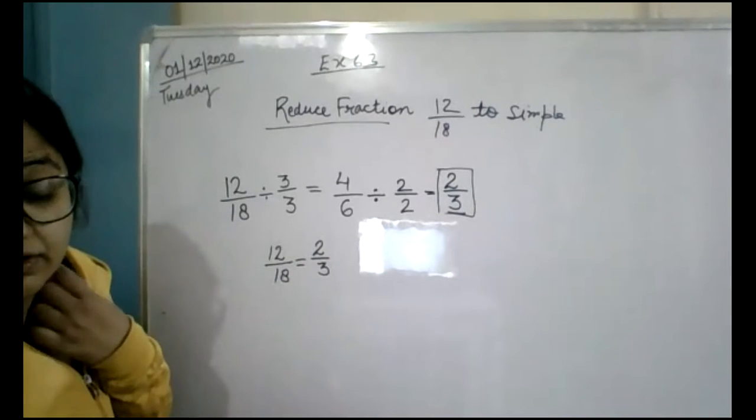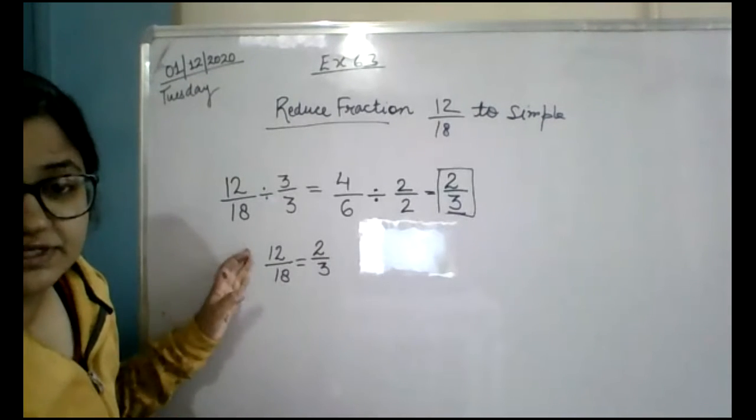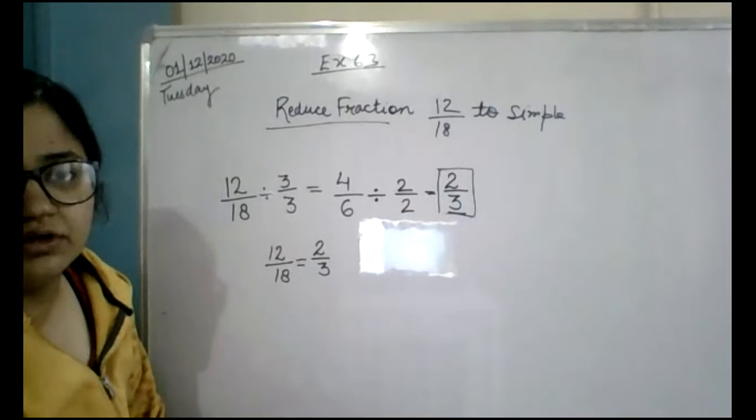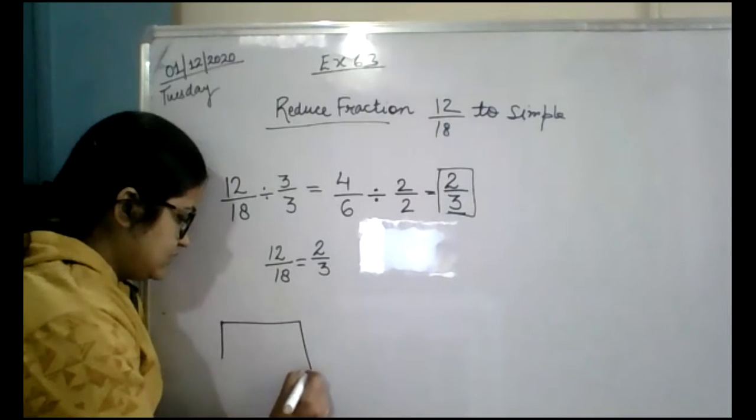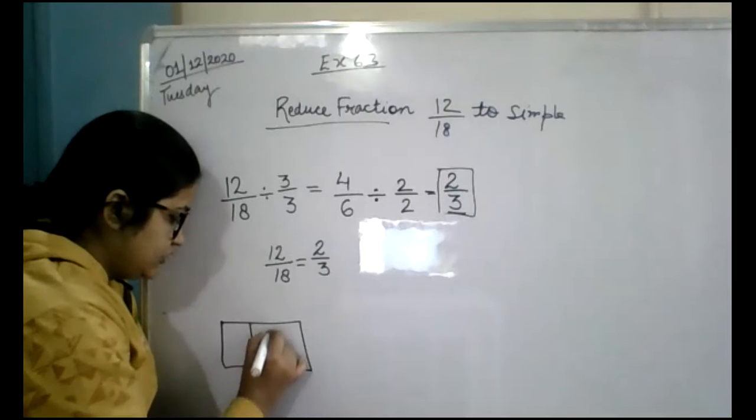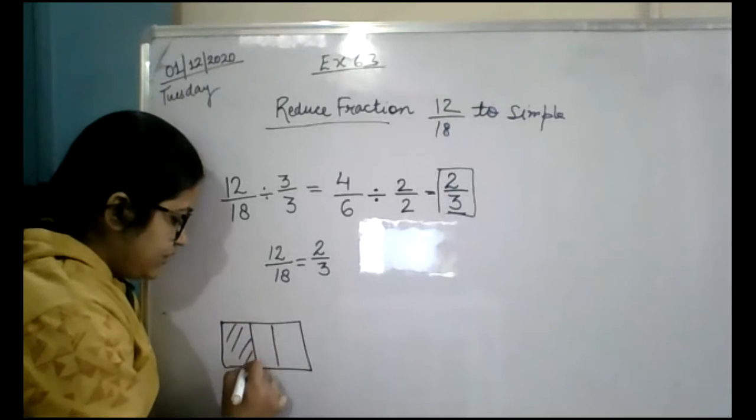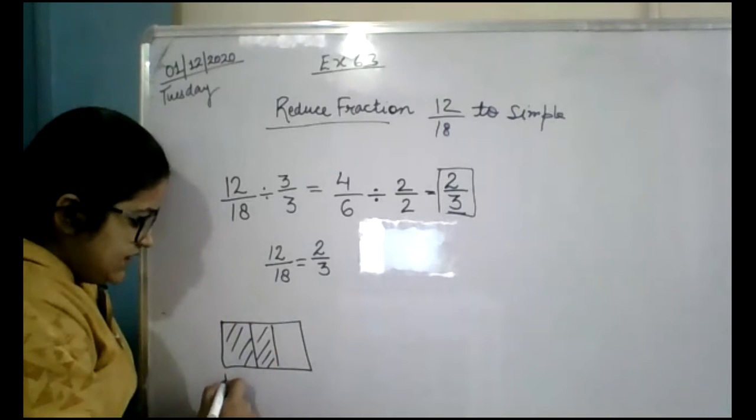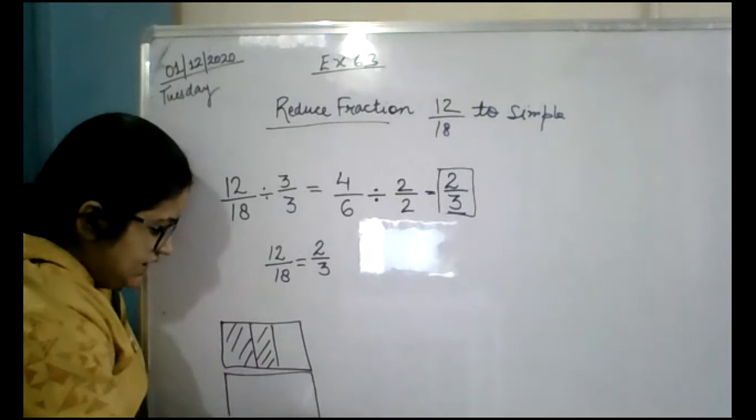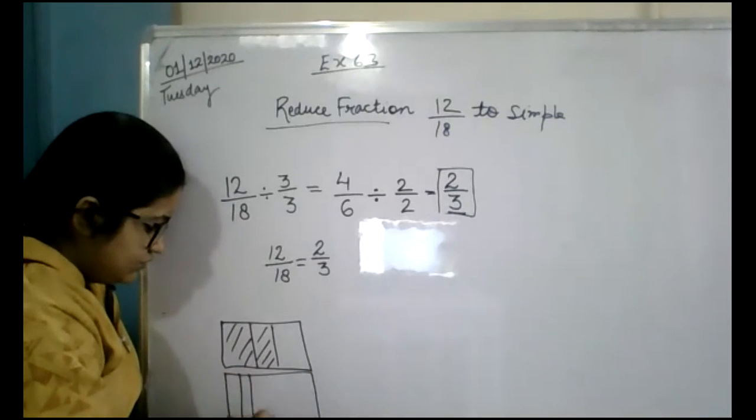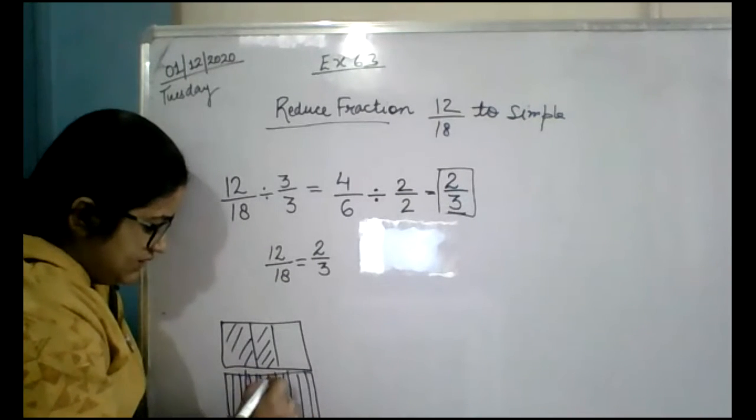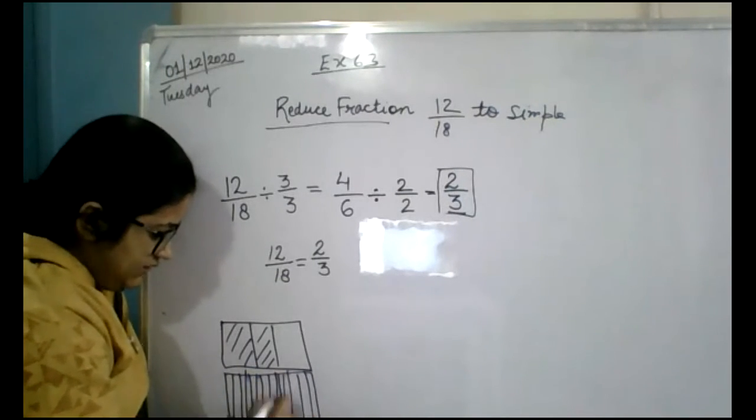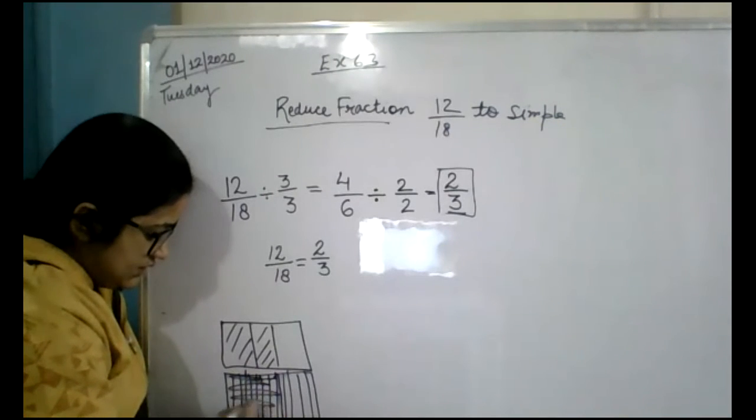Okay? Understood? You take 12 parts of 18, or take 2 parts out of 3. Both are equal. You take one box and make 3 parts of it and take 2 parts out of it. It will be the same as if you make 18 parts of the same box, 18 boxes, and take 12 of them, then all of these are shaded.